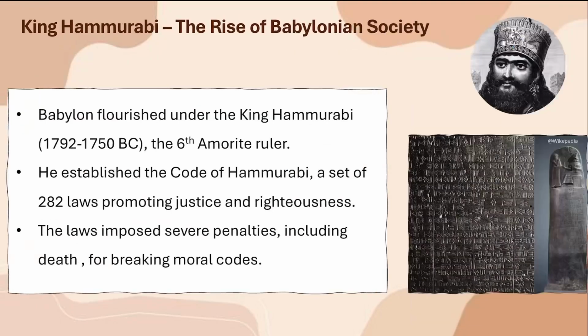Babylon flourished under the king Hammurabi, an Amorite ruler who established the Code of Hammurabi, which was a set of 282 laws promoting justice and protecting vulnerable people in society. However, these laws contained severe penalties like death for crimes such as theft and robbery, reflecting his strong authoritative style and his desire to promote justice and righteousness in society.